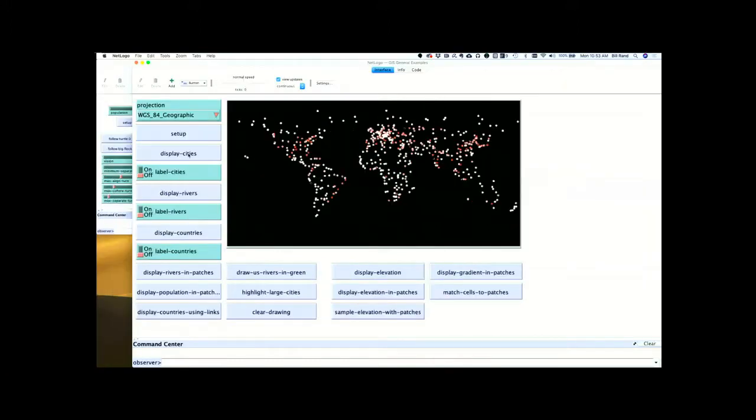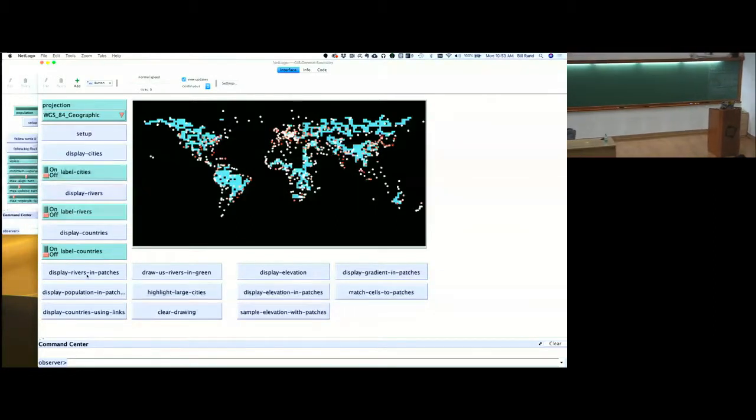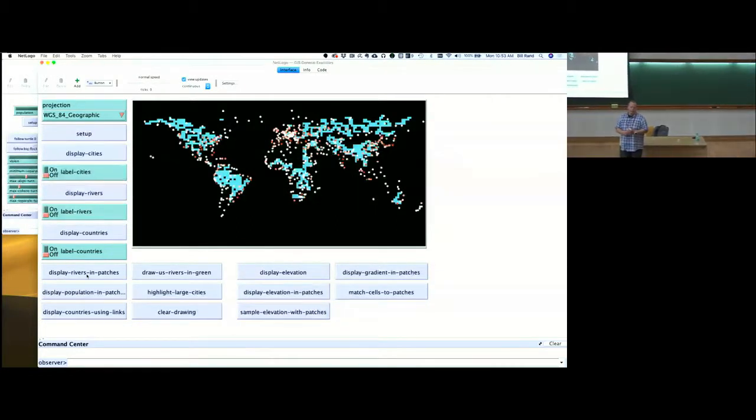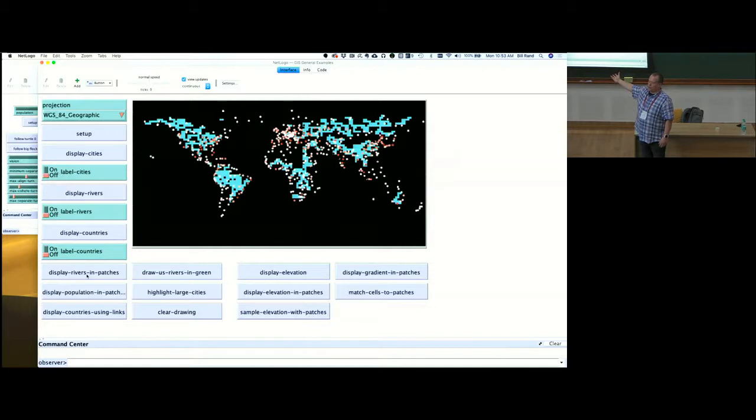But we can also bring it into the actual patches, for instance. Here, I'm having it display, I think, the 50 biggest rivers in the world, and it's painting them as the patches that they would go over, right? And so that gives you some example of how to bring in this data, right? GIS data at this level is hard to work with because it's so coarse, right? But we can do it at a much smaller level.